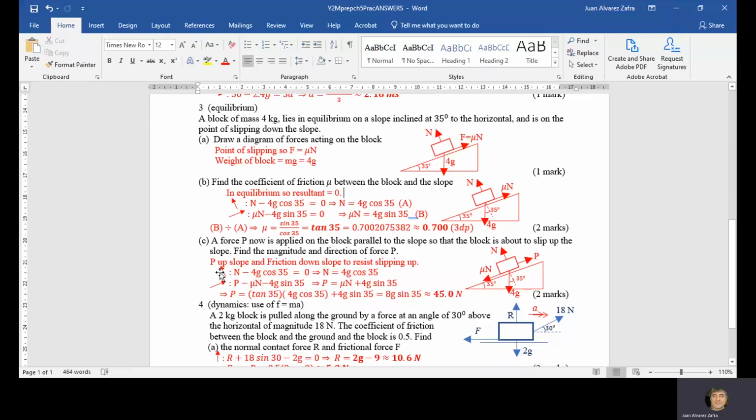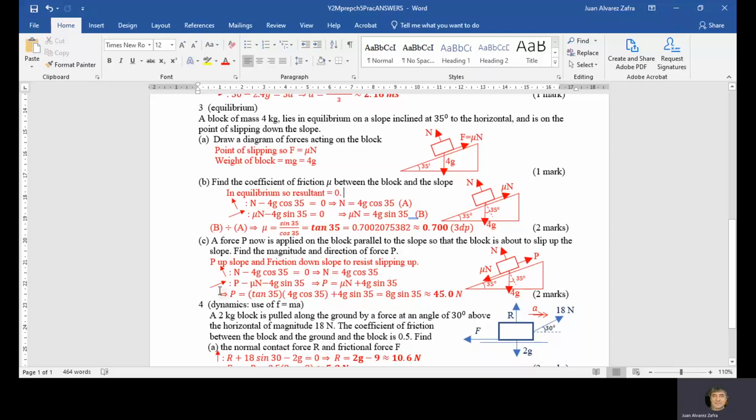So resolving perpendicular to the slope, the only two forces that have components are N and the weight. The P, by the way, if it were acting in any other direction, like horizontally, etc., would affect this. But in this case, the N is going to be the same as it was in part B. It's going to be 4g cos 35.